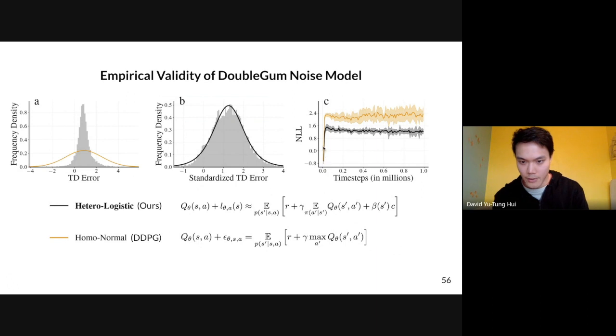And finally, the C graph here shows how the goodness of fit of these two distributions varies throughout training. This is a negative log likelihood, so the lower it is, the better the fit is. And it shows that the noise model that we propose is a better fit to these errors throughout training.